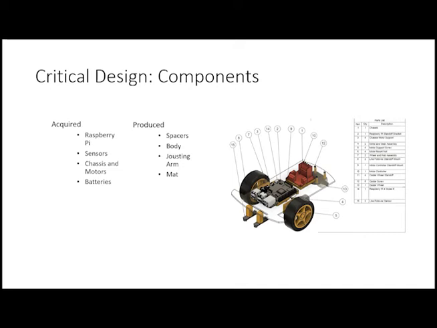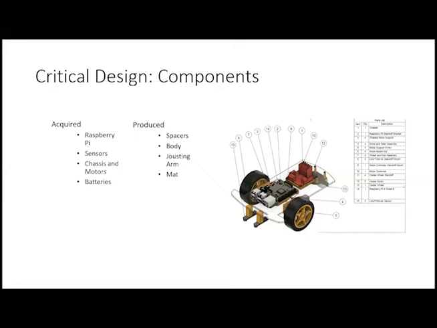All acquired components were modeled using software. From the model assembly, the components that were produced by the team could be built using the same software. The components that were made by the team include the spacers, body, jousting arm, and the mat. The design uses 3 different spacers. The first 2 are used to raise the Raspberry Pi and the motor controller off the chassis, while the 3rd spacer is used for the line tracker sensors as they need an offset from the ground surface.